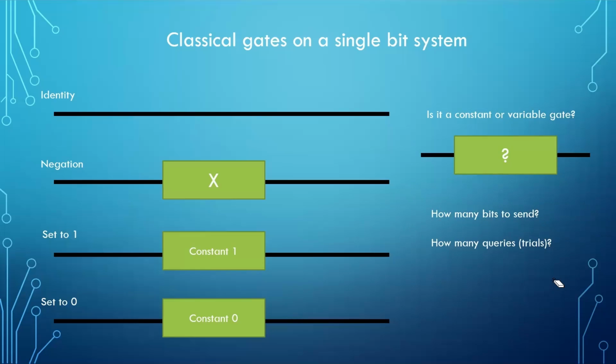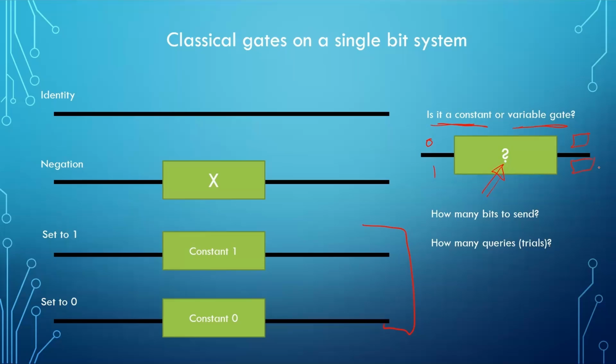Now, the question that we want to ask is, if we are given a black box, so here we don't know what function this is, and we are asked to find whether this is a constant, which means these 2, or whether this is a balanced gate. To do that, we will need to send some bits and test them, right? So we might send 0 and find the answer, and then send 1 and find the answer.